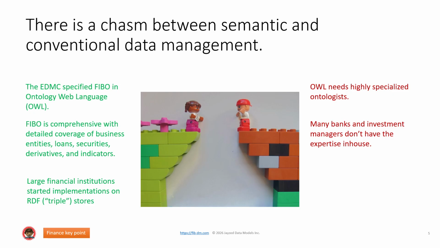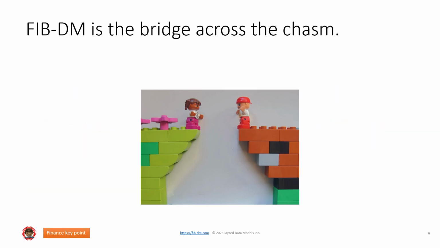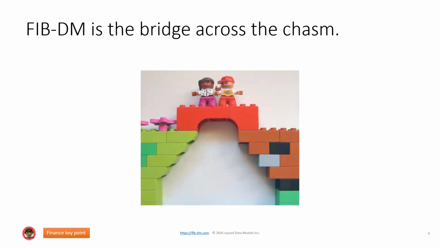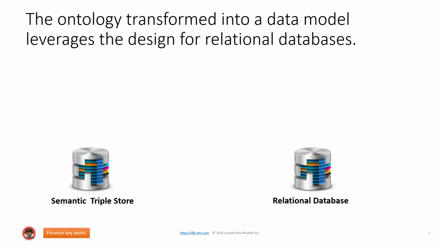Large financial institutions started implementation on RDF stores. However, IT departments must still support and design conventional databases. And FIBDM is the bridge across that chasm. So the ontology transformed into a data model leverages the design for relational databases. We have the semantic world with the triple stores, and we have 90% of the financial institutions, which still run on relational databases.